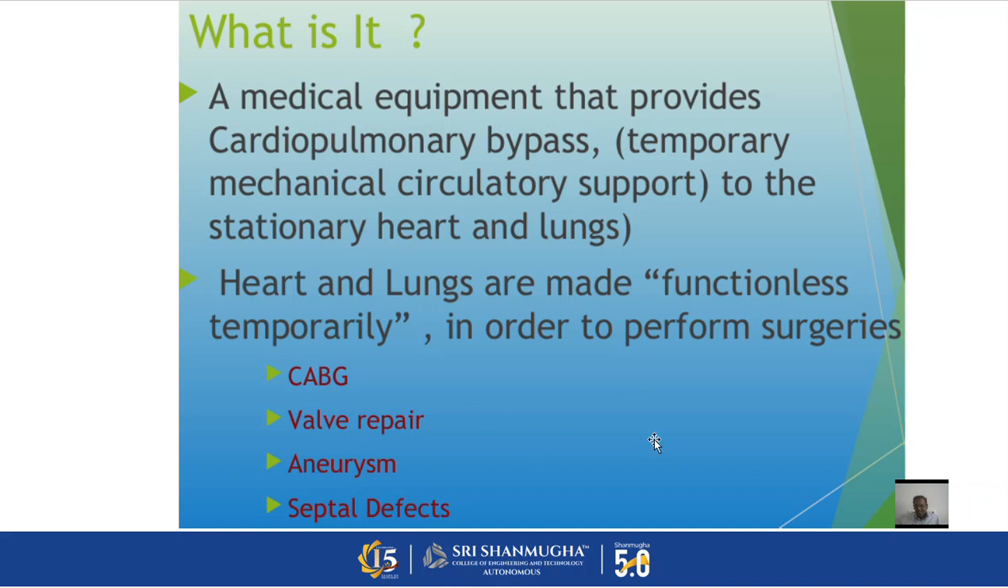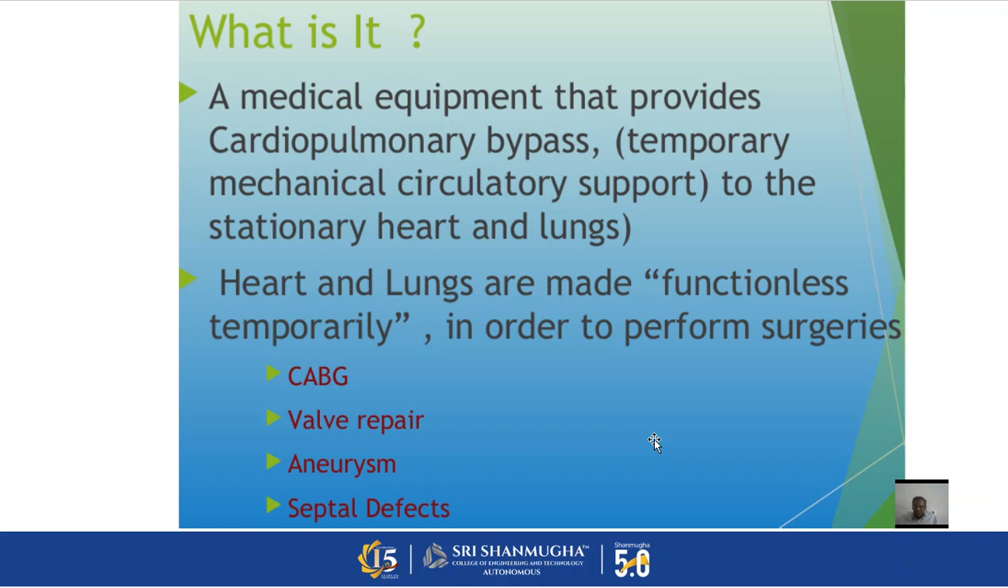Heart and lungs are made functionless temporarily in order to perform surgery. If any surgery is needed in the heart, in that case, heart and lungs are made functionless. So temporarily, up to the surgery, the heart and lungs should be bypassed. The function of the heart and lungs should be bypassed to the artificial heart and artificial lung. So that's why we need the heart-lung machine.